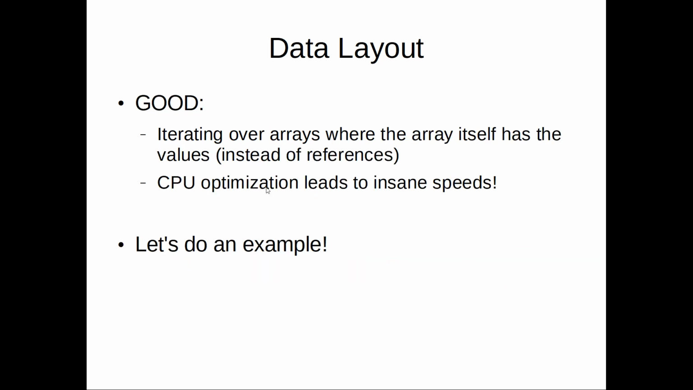So what would be good? What would be good would be iterating over arrays where the array itself has the value that we want in the first place, as opposed to a reference to the value. CPU optimization will then lead to insane speed.